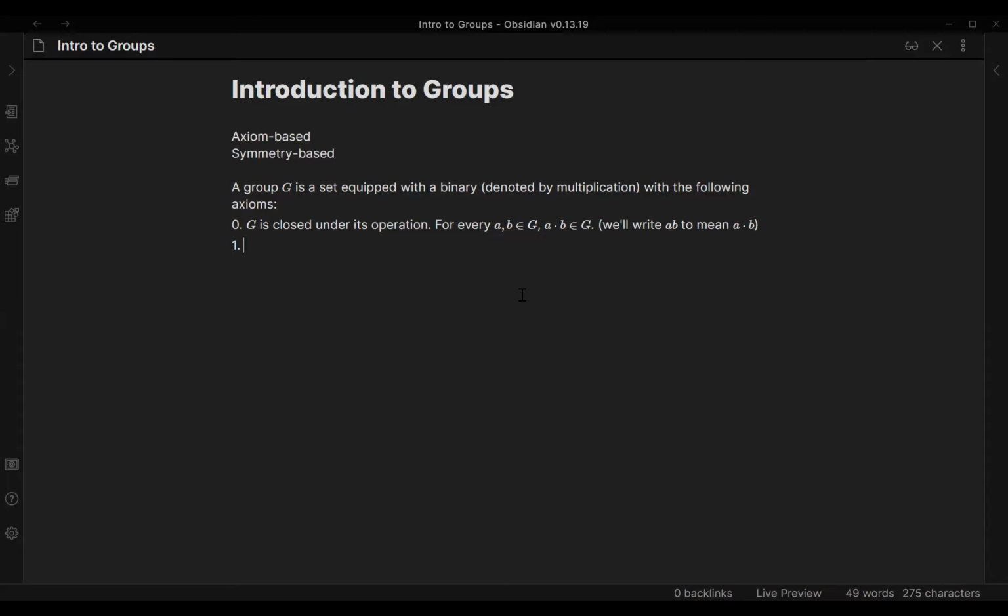And then we get into the actual axioms. There exists an identity element, written E, almost always, such that it behaves like an identity element should: G times E equals E times G equals G for all G in the group.